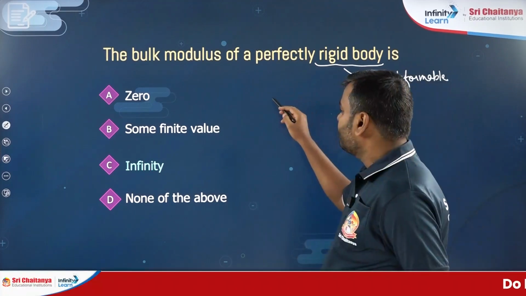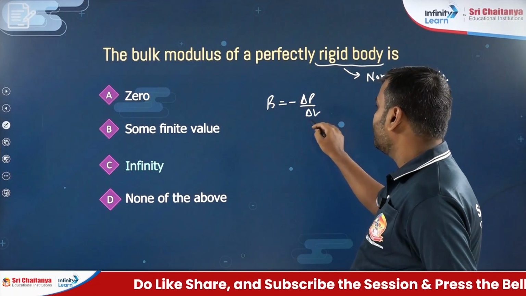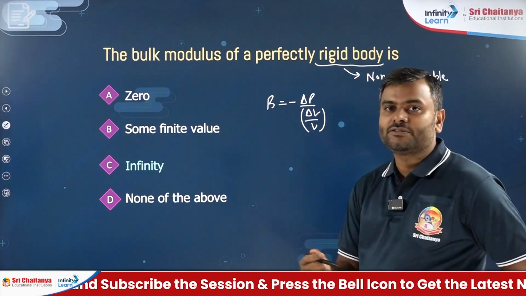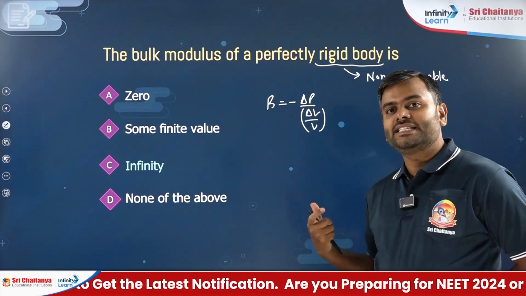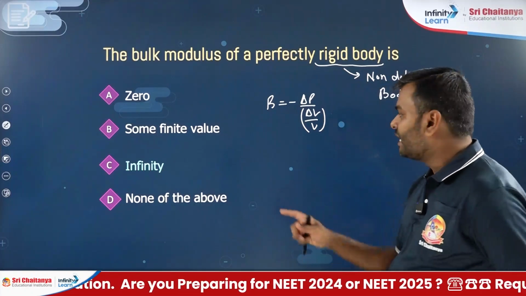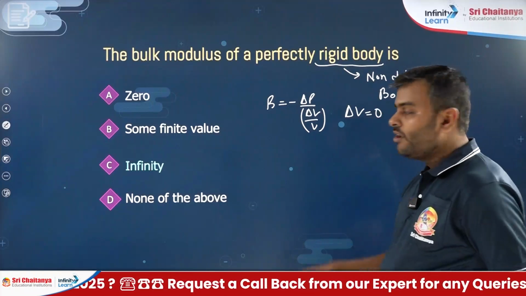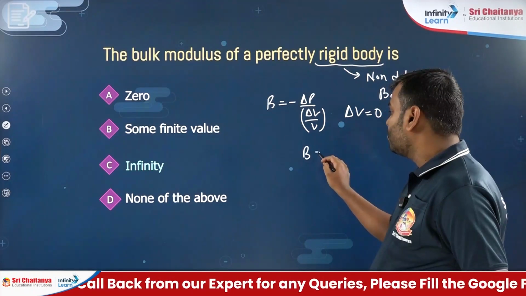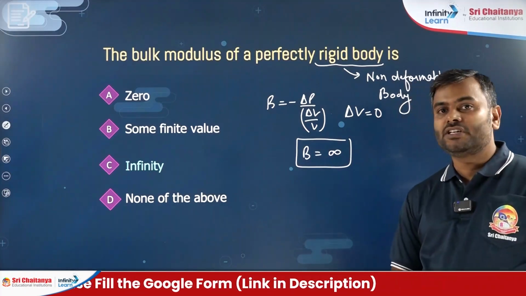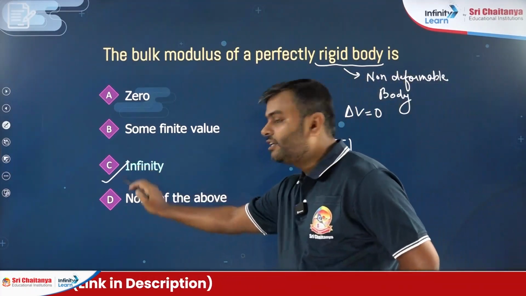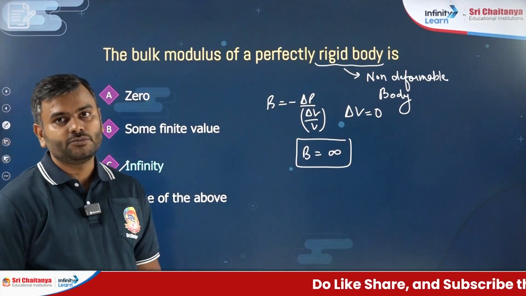Now when the body is non-deformable, the bulk modulus is minus delta P divided by delta V by V, where delta V represents the deformation, which is a change in the volume. Since it is a rigid body, there is no change in the volume, so delta V we have to take as 0. If you substitute that 0, the bulk modulus value we get is infinity. So the bulk modulus for a rigid body is infinity. So the correct option is option C. I hope you have understood that. Okay, let's move ahead.